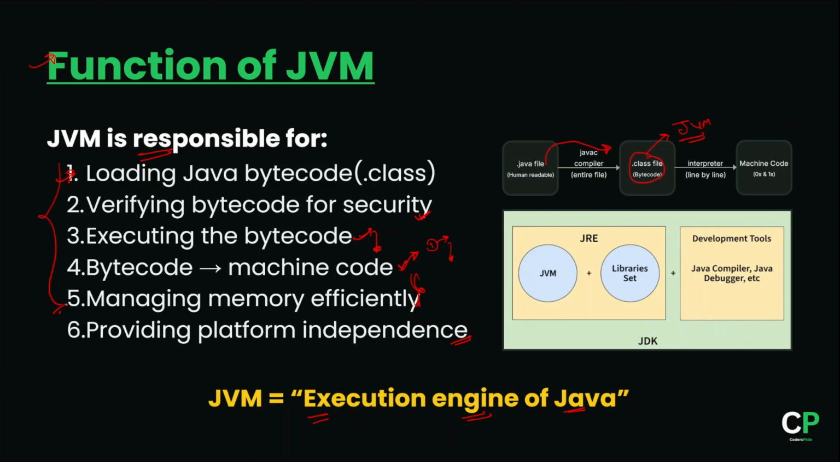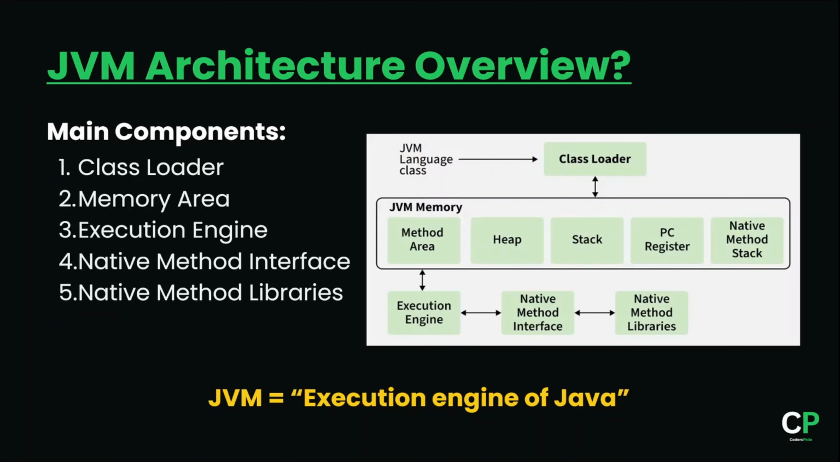So we have learned about the function of the JVM. Let's now deep dive into the architecture of the JVM, like how the JVM actually works. There are 5 main components of the JVM. The first one is the class loader, the second one is the memory area, the third one is the execution engine, and the fourth one is the native method interface, also known as the Java Native Interface, JNI for short. And the fifth one is the native method libraries. These are the 5 main components of the JVM architecture, and in today's video, we are going to look into each component in great detail.